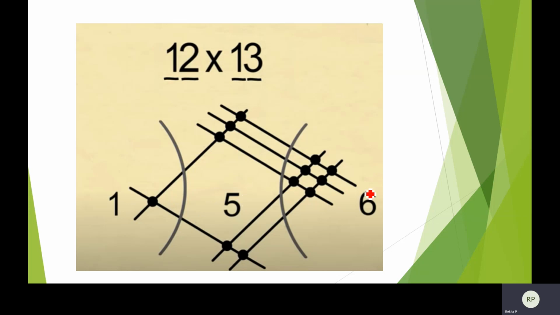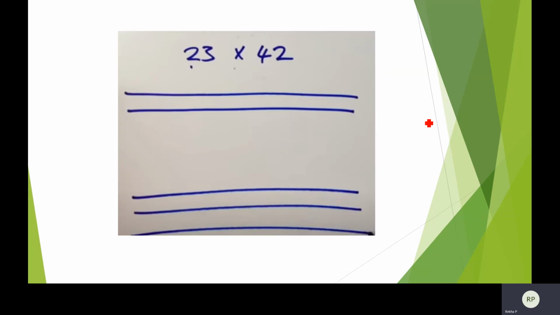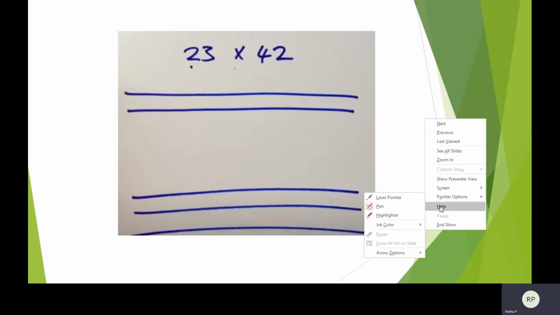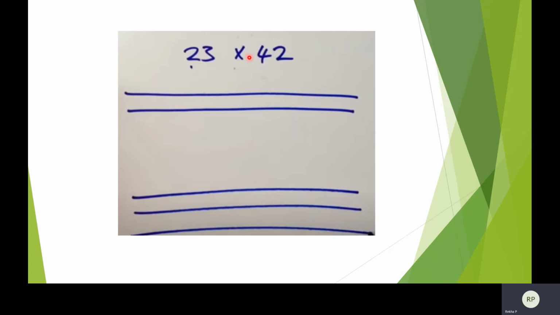Now suppose there is a carry forward, how will you do that? Let's look into that. This is another example: 23 into 42. You are asked to calculate 23 into 42. As usual, represent the first number, 23. The first digit is 2, so 2 lines.